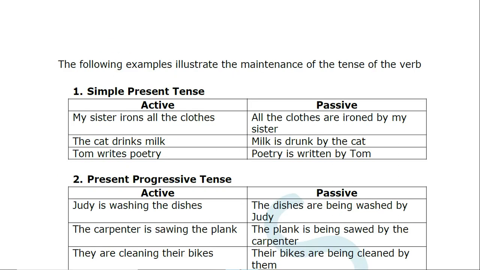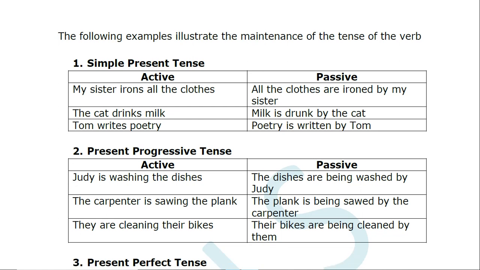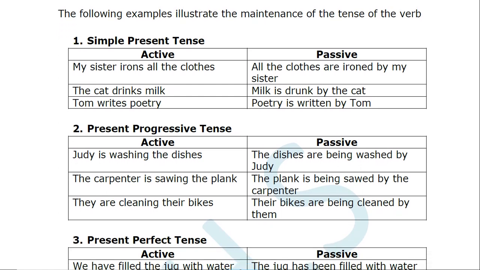The following examples illustrate the maintenance of the tense of the verb. So this is what I told you. We're giving you examples of the different tenses and how you stick to the tense, just changing the voice, not changing the tense. My sister irons all the clothes. Now this is simple present tense and active. Since this is in the present, what is here? Who irons is the action. Who irons? My sister. So this will come last. What is she ironing? All the clothes. So this will come first. So all the clothes are ironed by my sister. Simple present tense. All the clothes are ironed by my sister.